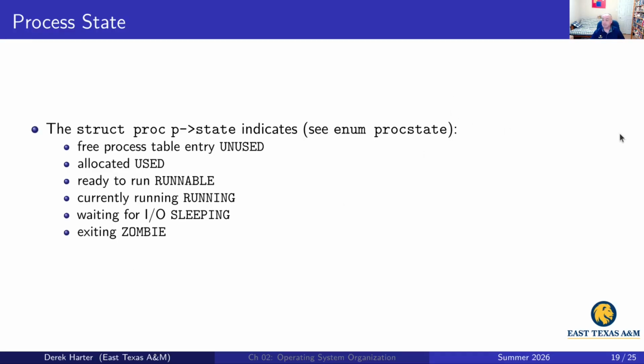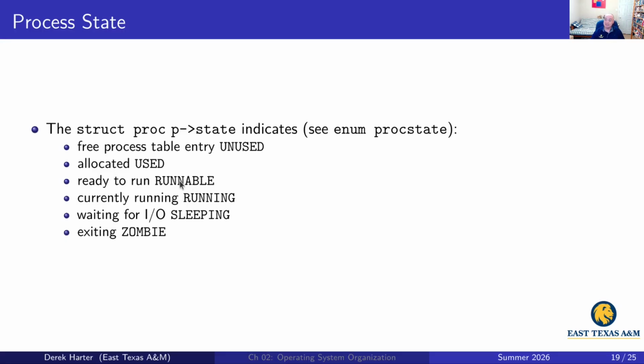If I just switch back to my slides real quickly, the state member variable in the process structure indicates what state the process is currently in. Unused is if that entry in the process table is currently not used by any process, it's set to unused. Initially, when a new process is forked, before it's actually ready to run, it'll be in a use state of a type. So it's allocated, but not yet completely set up, ready to run.